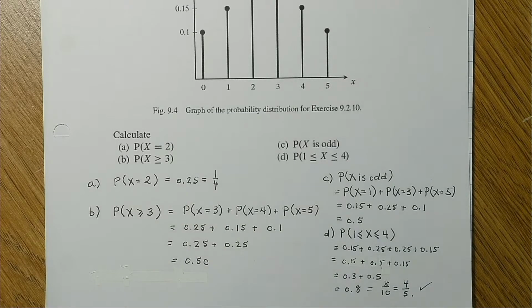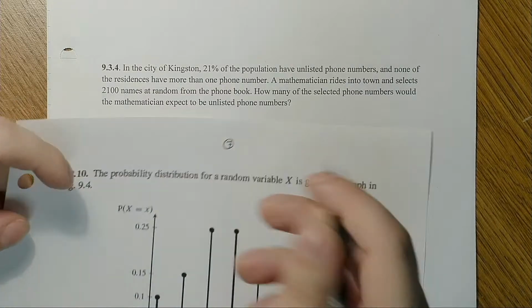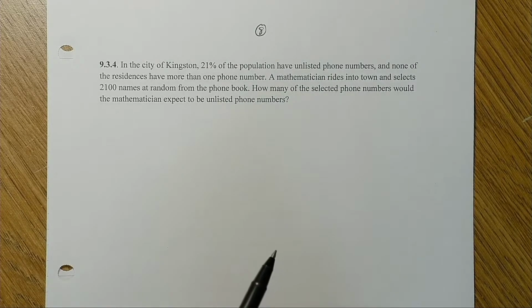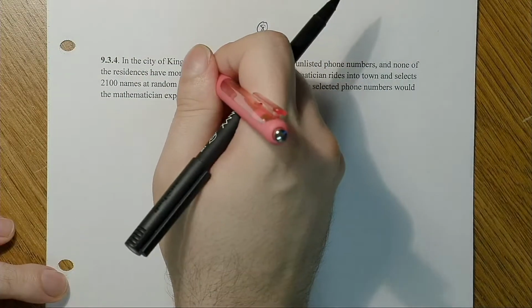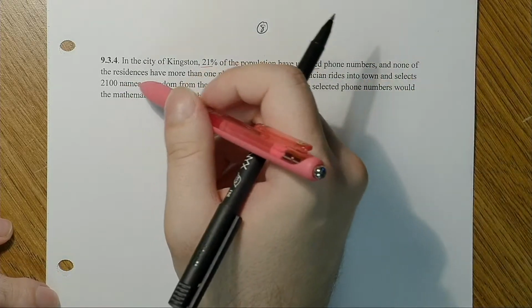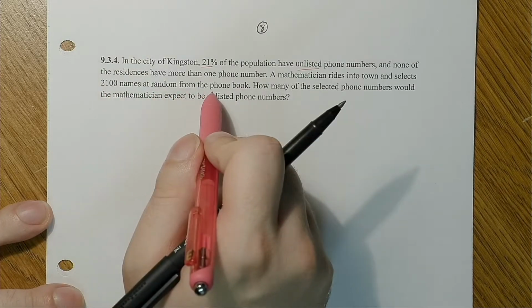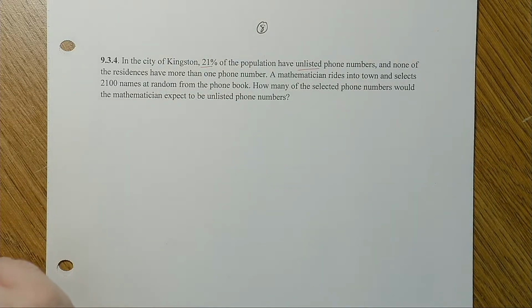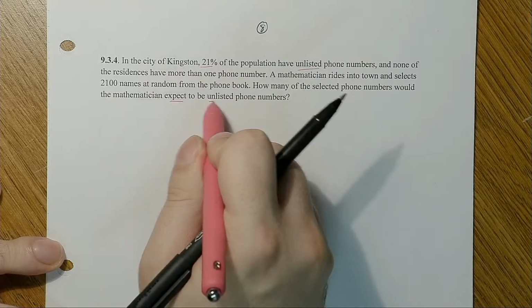Okay, so let's do one more question. Let's try this one. That's page 7, so let's do page 8. This is exercise 9.3.4. It says in the city of Kingston, 21% of the population have unlisted phone numbers, and none of the residences have more than one phone number. A mathematician rides into a town and selects 2,100 names at random from the phone book. How many of the selected phone numbers would the mathematician expect to be unlisted phone numbers?